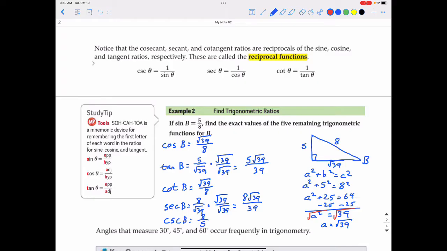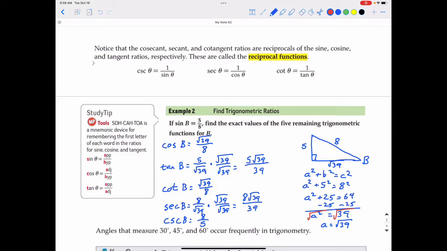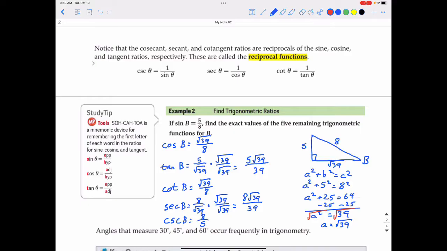Angles that measure 30, 45, and 60 degrees occur frequently in trigonometry. That gives rise to special triangles. In a right triangle, since the trig functions of 30-degree angles, 45-degree angles, and 60-degree angles always have the same values, we have these special triangles that can be used to figure out the exact measurements instead of decimal estimates.